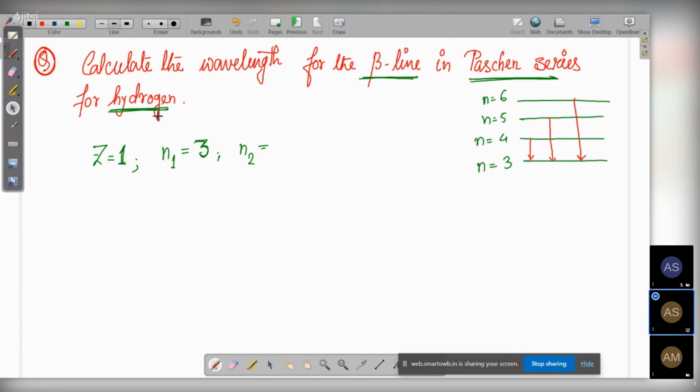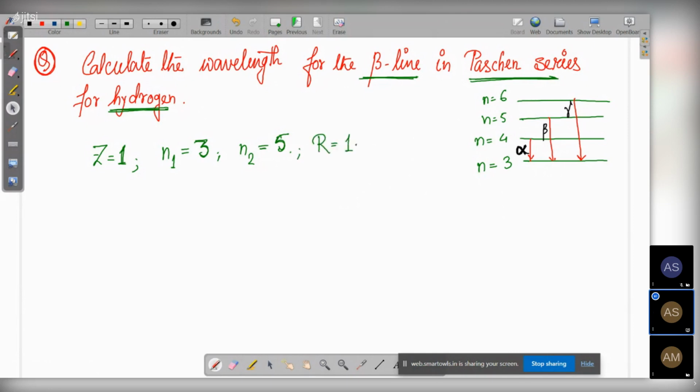So now over here, the first line, that is 4 to 3, is called the alpha line. The second line is called the beta line. Third line is called the gamma line. Then delta line, like this. So now we get to know what the beta line is. Over here, the beta line is going to be 5 to 3. 5 to 3 is our beta line. So that means N2 is now equal to 5. Okay. Now we can simply do the sum.